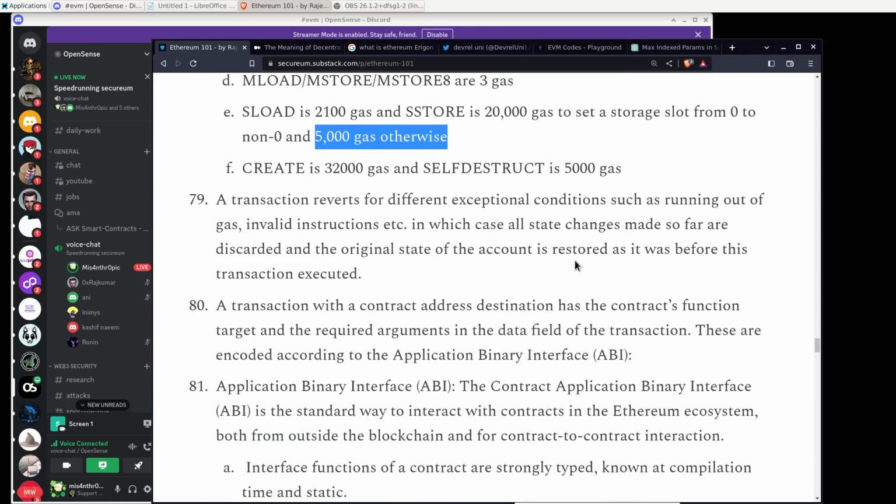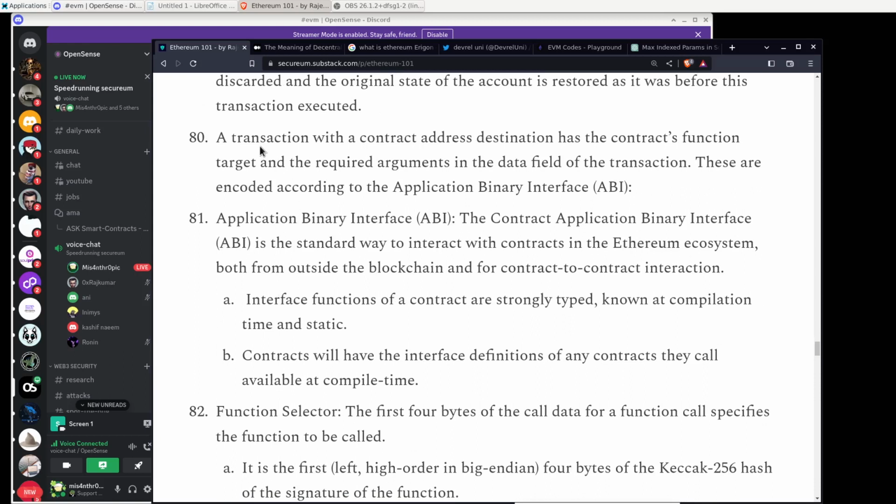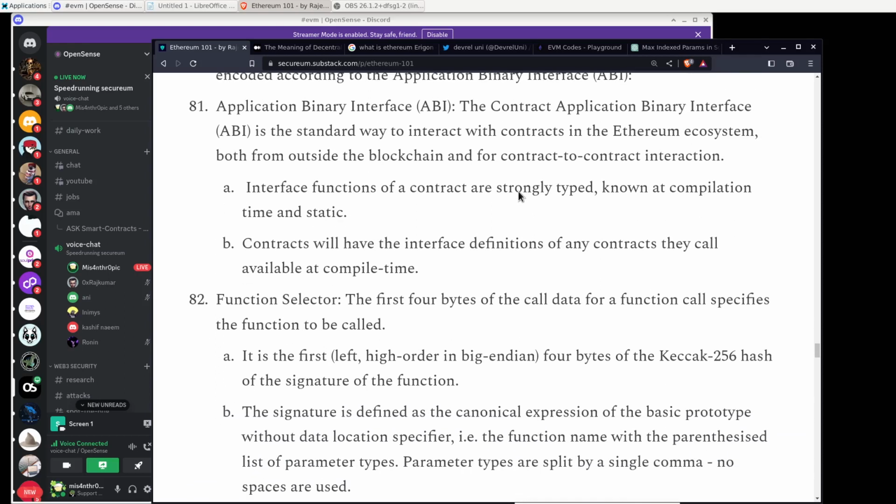Okay, a transaction reverts for different exceptional conditions, such as running out of gas, invalid operations and instructions, in which case all state changes made so far are discarded and the original state of the account is restored as it was before this transaction executed. A transaction with a contract address destination has the contract function target and its required arguments in the data field of the transaction. These are encoded according to the application binary interface.